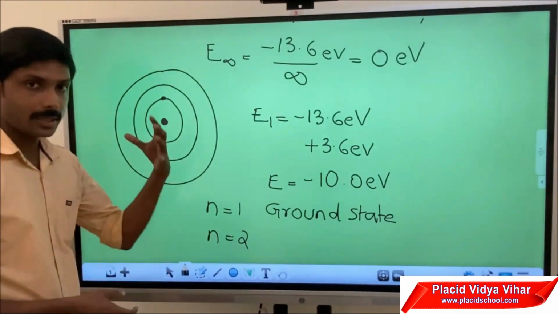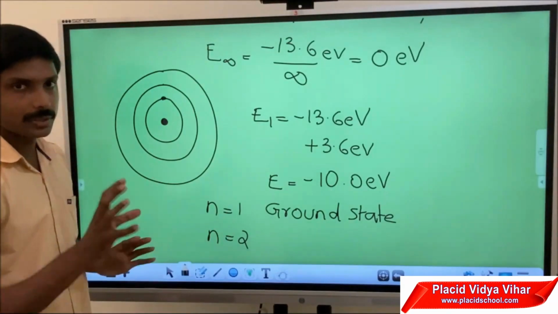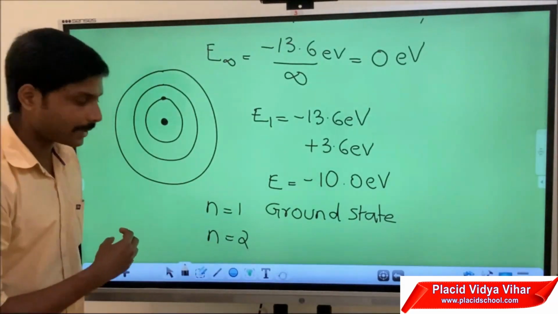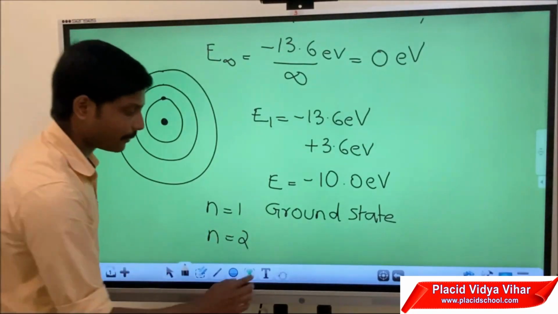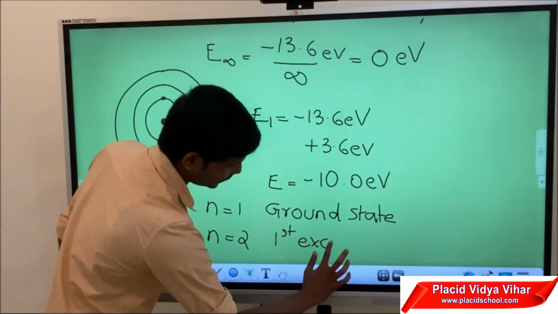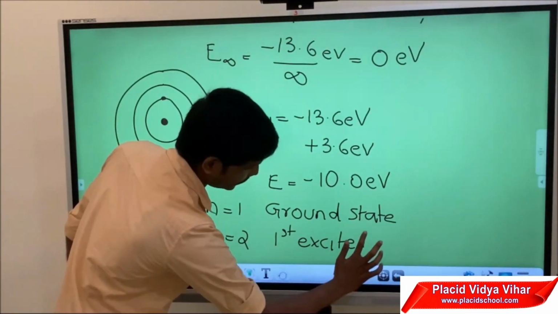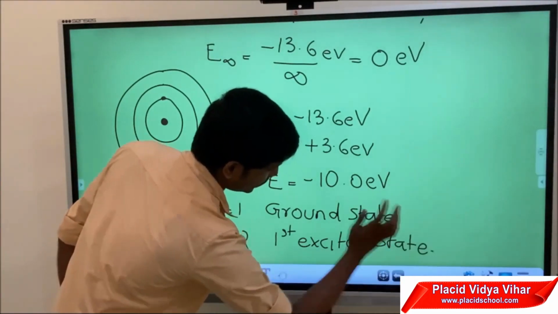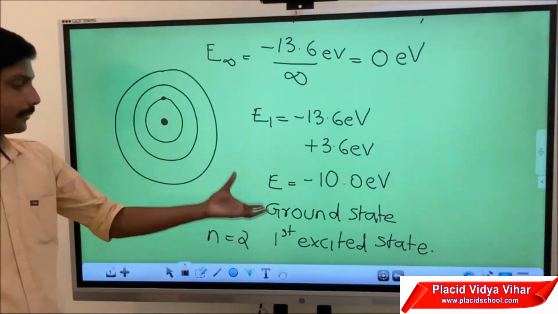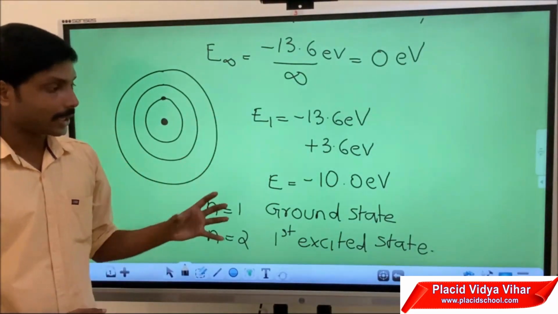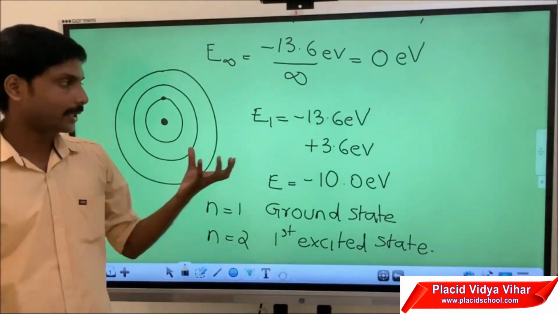So that will be a different story. But now I am considering only the case of the electron moving to the next energy level, and that will be called the first excited state.